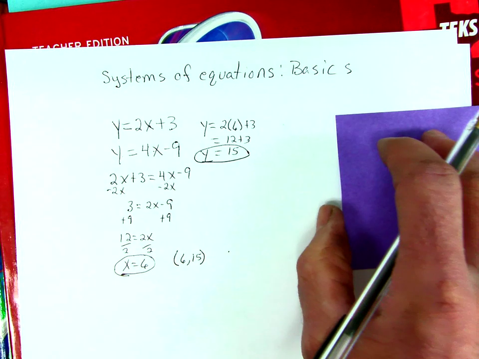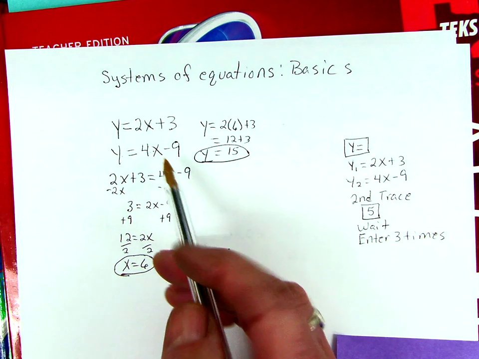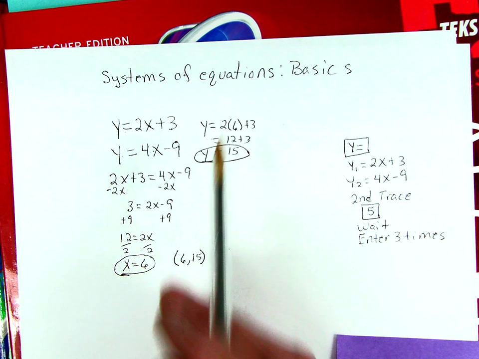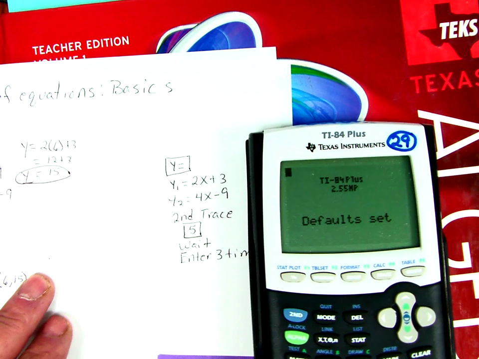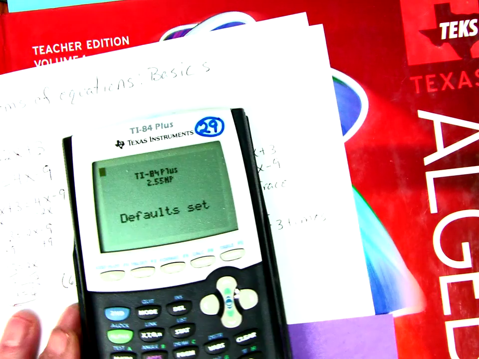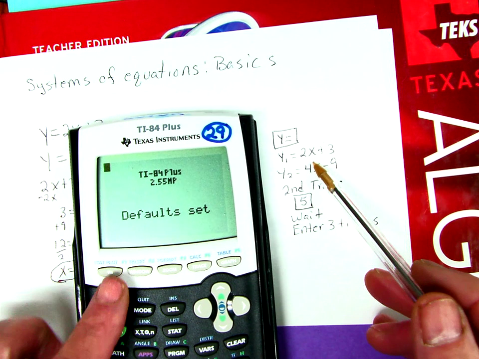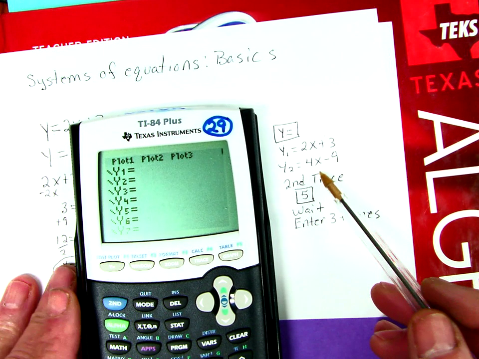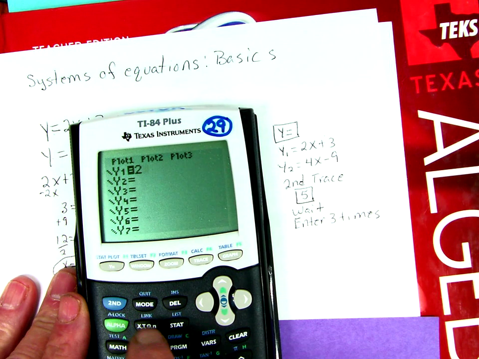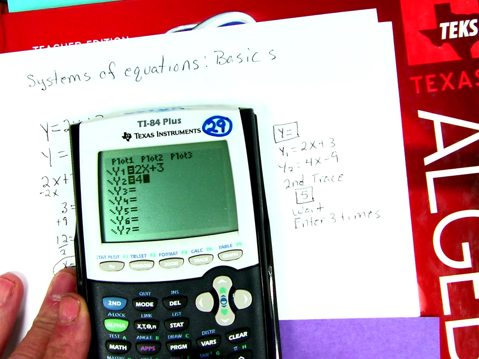Now how can we do that in the calculator? Well, it's very simple, so long as both equations start out with y equals. I'm using the TI-84 Plus. There we go. And here are the steps. I want to go to y equals. Type the first equation in. Type the second one in.